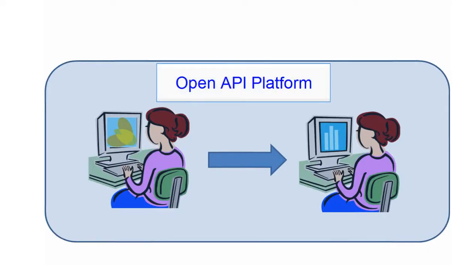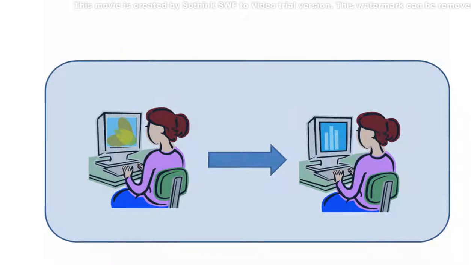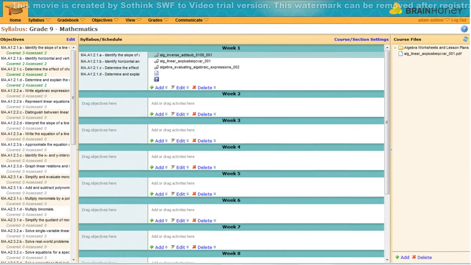You might be thinking your school already uses a gradebook, but don't worry. BrainHoney was constructed on an open API platform, so your school tech person can help you get your grades from our system to your current system without any additional effort on your part. Once your syllabus is set up in BrainHoney, everything else is a cinch. And shouldn't it be that way?